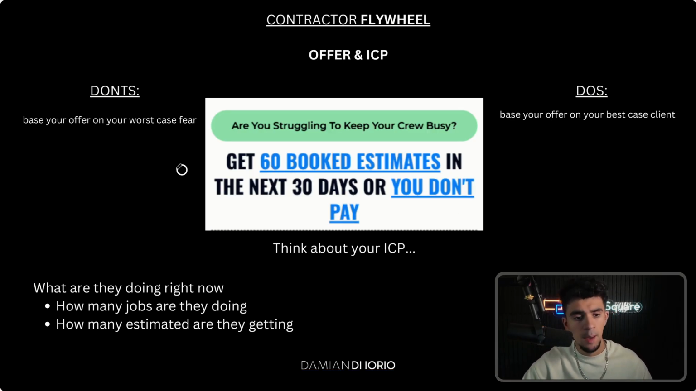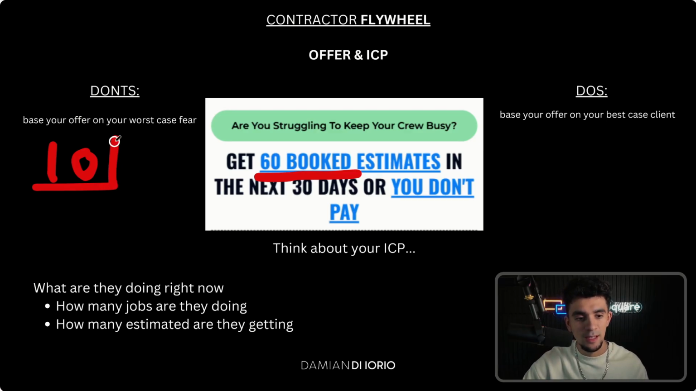30 days, great. But what most people do, especially if you're new to the game, is think, oh, well, there's no way. I have no idea if I can book 60 estimates. So I'm just going to say I'm going to book 10. And the problem with 10 is it's probably not congruent with your ICP. If your most ideal client is a guy doing 5 million a year, he's probably getting a lot more than 10 estimates a month, right?